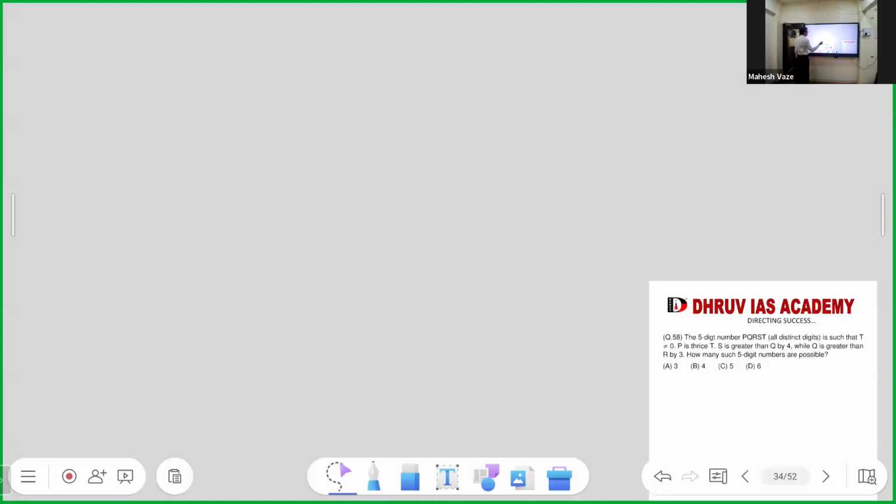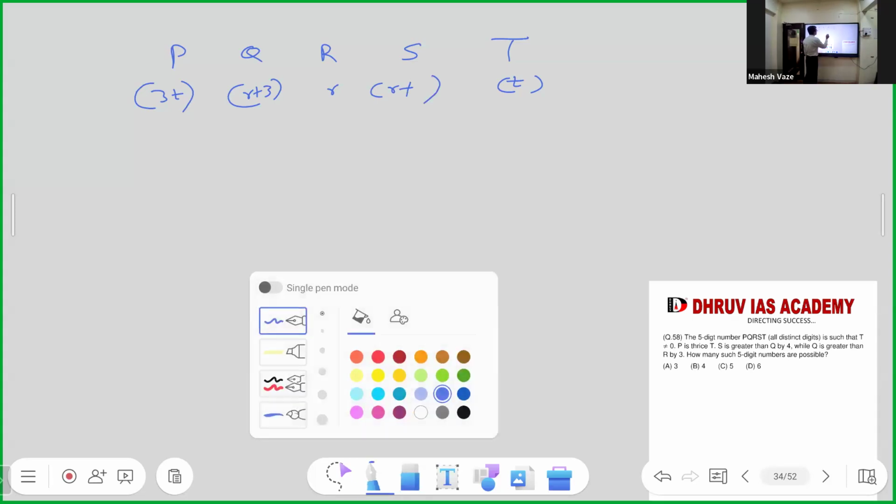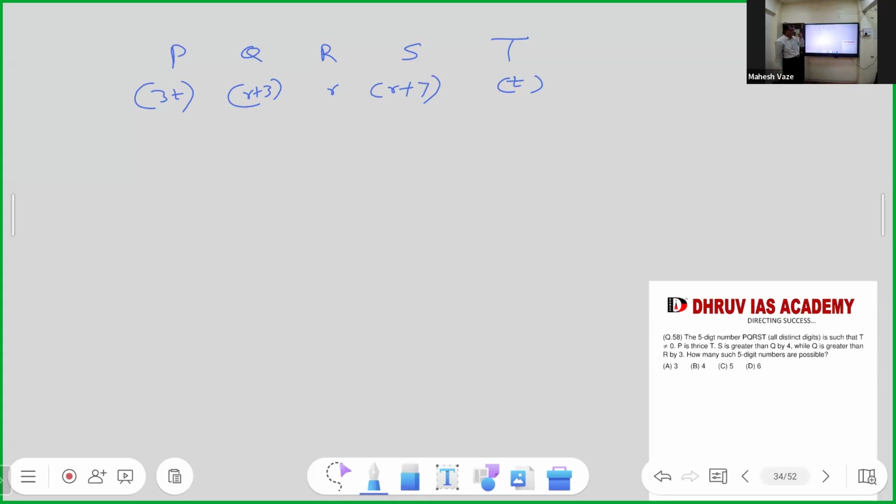So we'll just see what different combinations can be there. P, Q, R, S, and T. Now here P is thrice of T. So suppose T is T here, then P will be 3T. Then S is greater than Q by 4, and Q is greater than R by 3. So if R is R, Q will be R plus 3, and S is 4 more than this, so it will be R plus 7. So those are the restrictions here. This is the basic information.